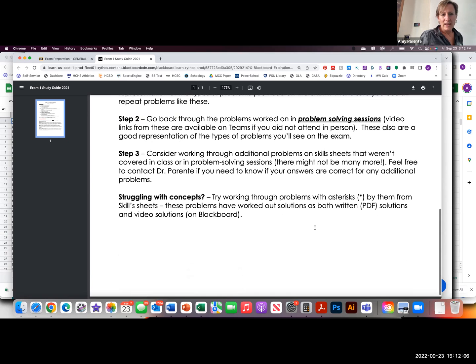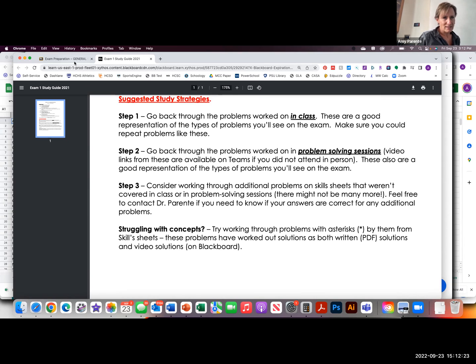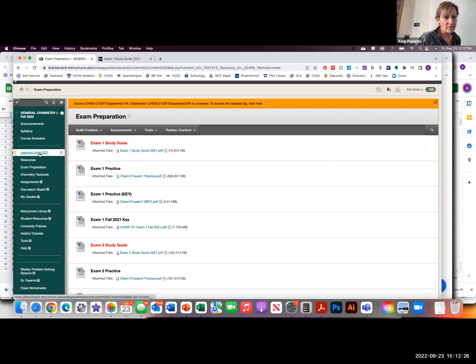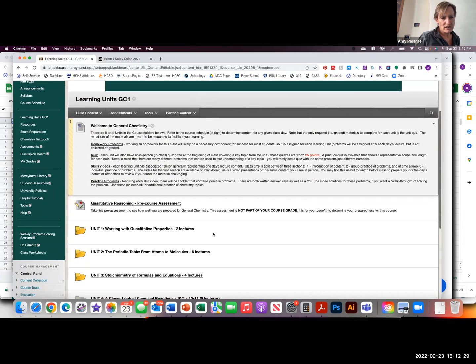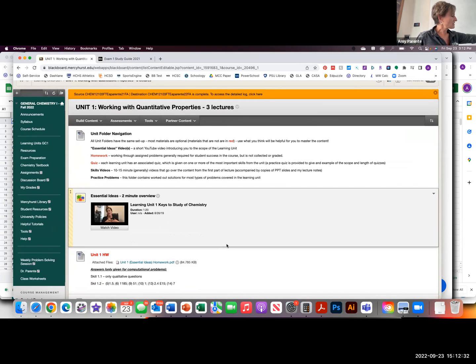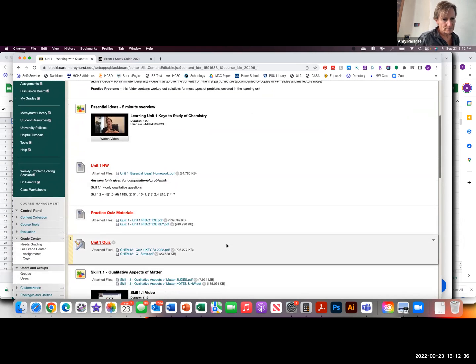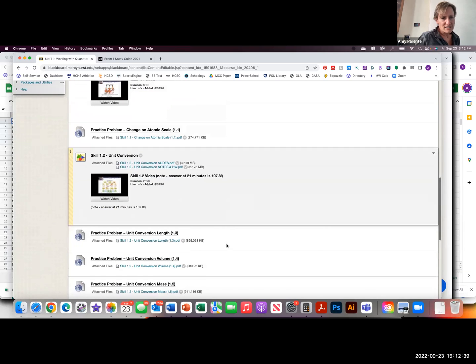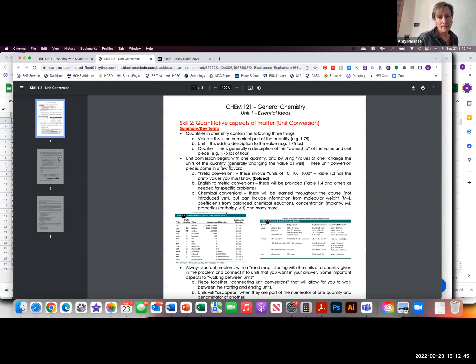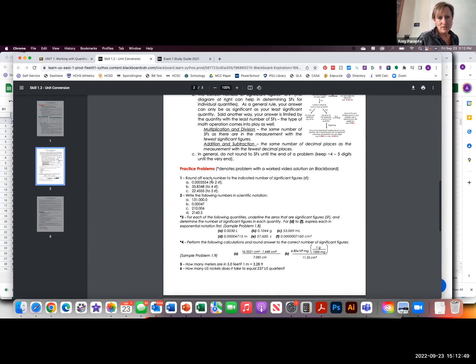And then highlighting if you're having problems working through problems, find ones in the skills sheet that have asterisks by them. And those are going to be ones that there's solutions and video solutions on Blackboard for. So just to take a second, I want to make sure to orient everybody where you can find all this stuff. Let's say we're in our learning units folder here, and we're looking at this first part, and you wanted some help with unit conversion. If you look at the notes and homework piece here, you'll notice that at the bottom, there's practice problems, and see how some of these have asterisks next to them.